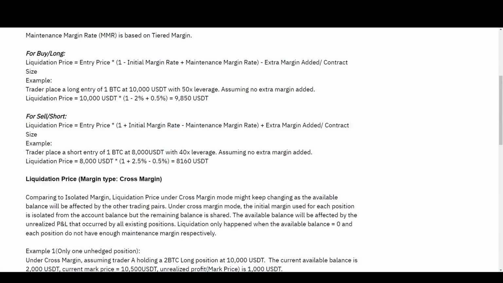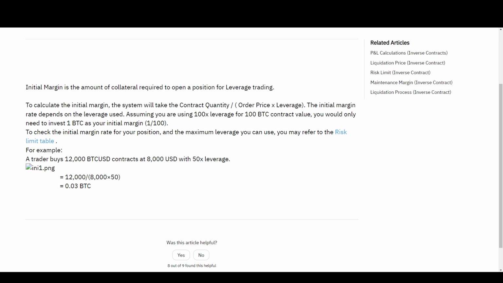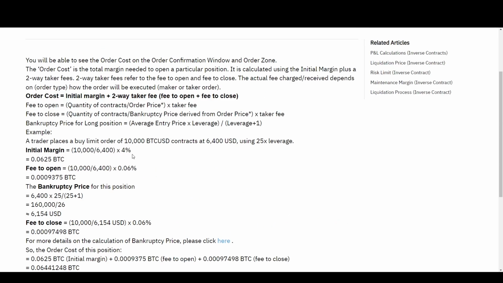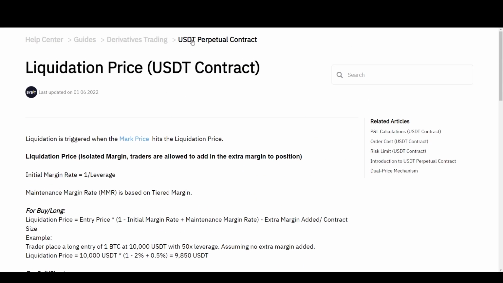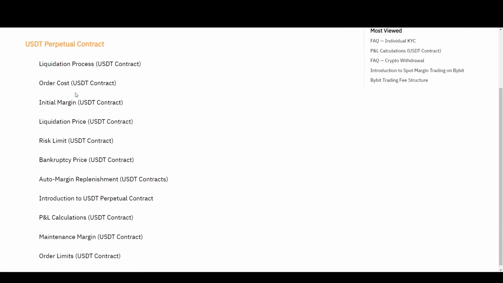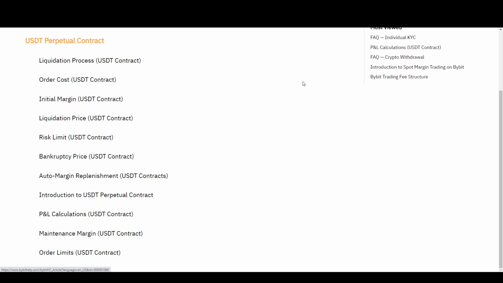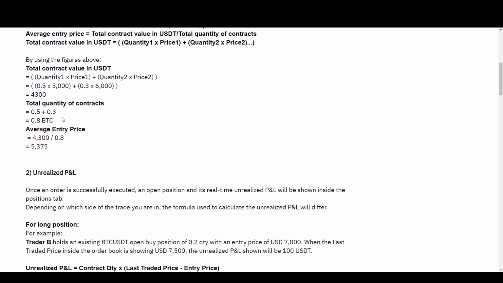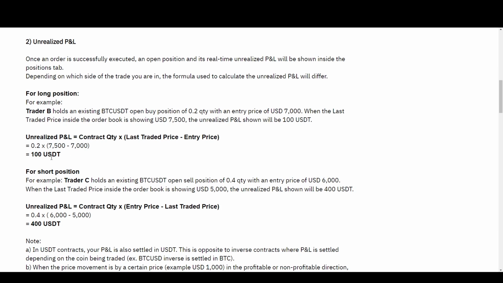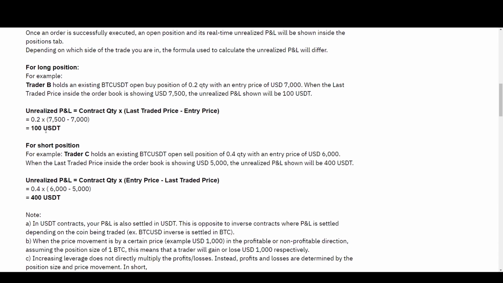But if I go over here and start using the inverse, then everything is given to you in Bitcoin, and you have to multiply everything by order price. So if I'm just using USDT, then liquidation price, P&L calculations. Let's see. Total quantity of contracts, average entry, unrealized. Yeah, here it's giving you the value in USDT.